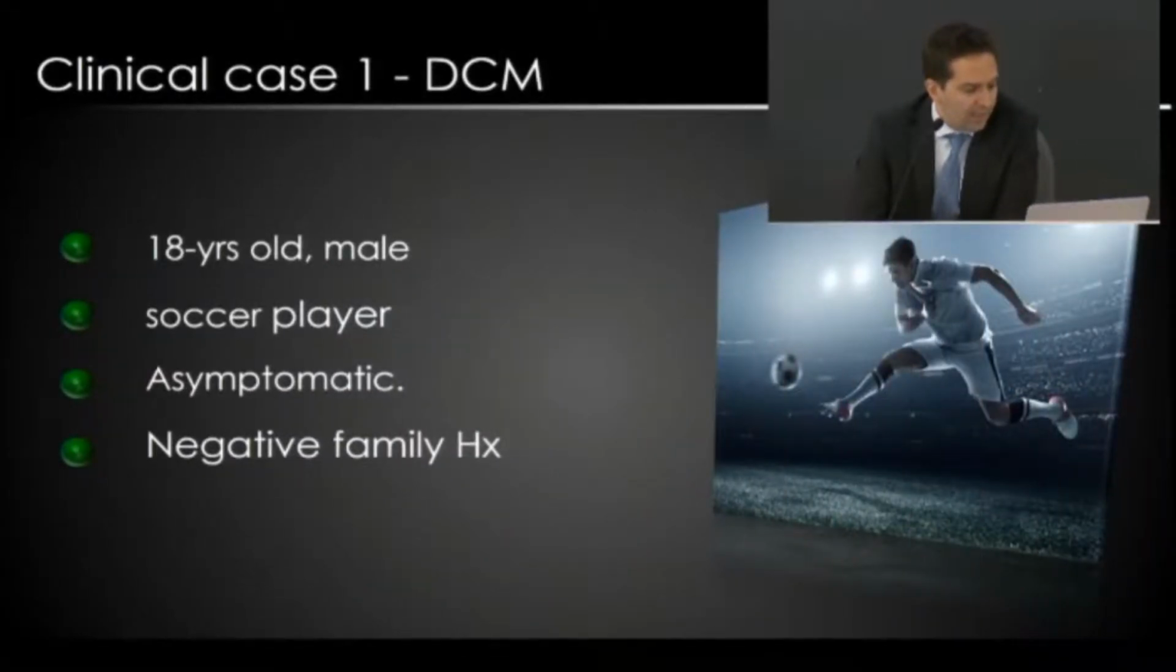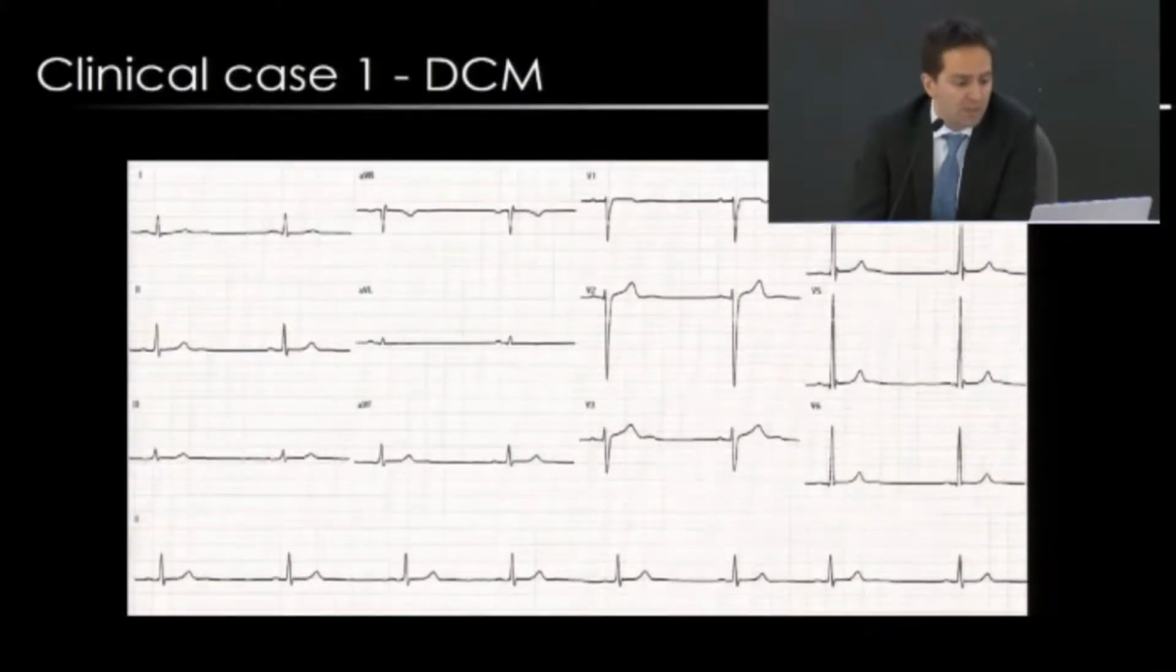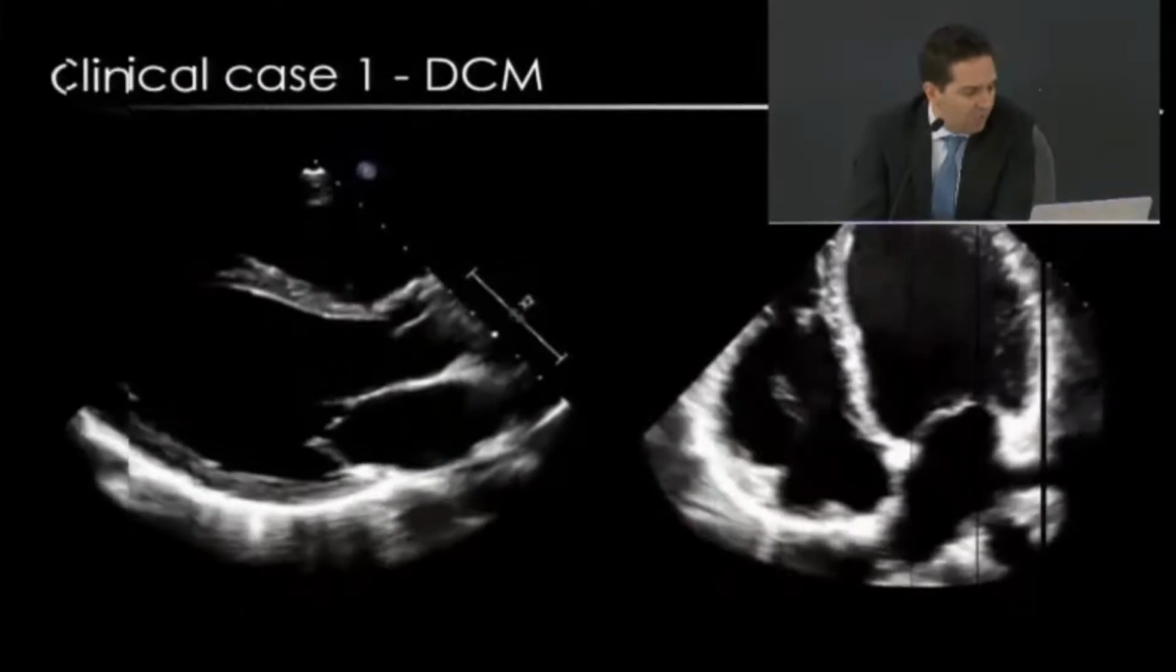Now, of course, there are some exceptions, and I would like to show you one. This is a case of an 18-year-old male, a soccer player. He was completely asymptomatic and had a negative family history. This is the ECG, which was quite normal, and you can see that there is just a poor R-wave progression in the precordial leads and high voltages. And here we have the echo.